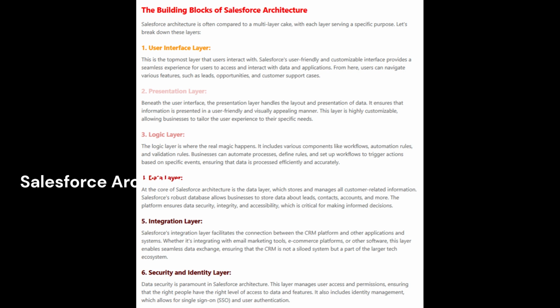Conclusion. Salesforce architecture is the backbone of one of the world's most successful CRM platforms. It provides a solid foundation for businesses to manage customer interactions, automate processes, and gain insights. By understanding the key layers and components, businesses can harness the full potential of Salesforce, achieving growth and success in the digital age. As Salesforce continues to innovate and expand its offerings, its architecture will remain a vital asset for businesses looking to thrive in an increasingly customer-centric world.